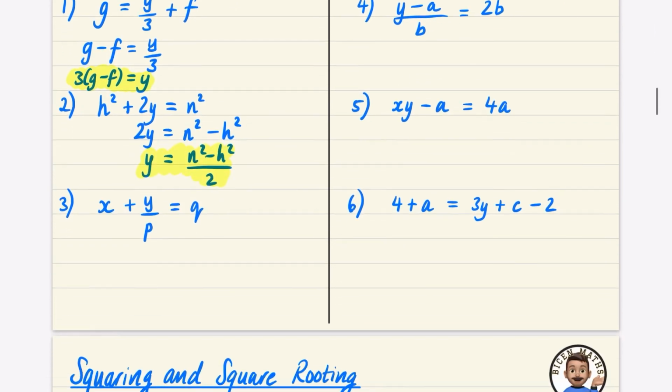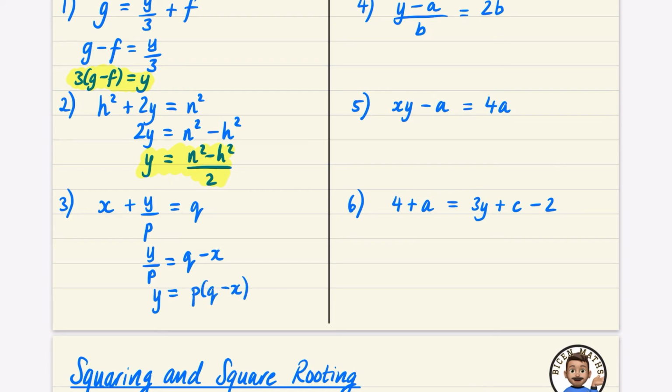Okay, number 3. Again, I'm trying to get y as the subject. I'm going to get rid of that x at the beginning, so I'll do y divided by p equals q minus x. And now, because I've got rid of this x by subtracting it to the other side, I'm going to get rid of this p by multiplying by p. So y is going to be equal to p brackets q minus x.